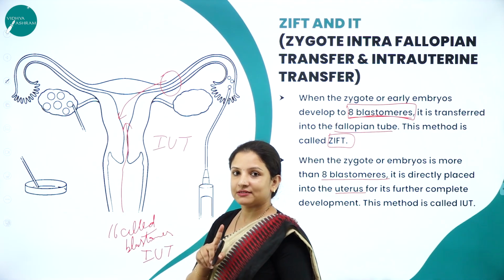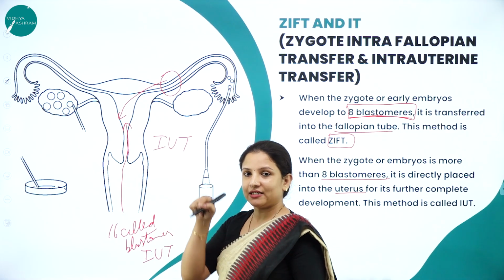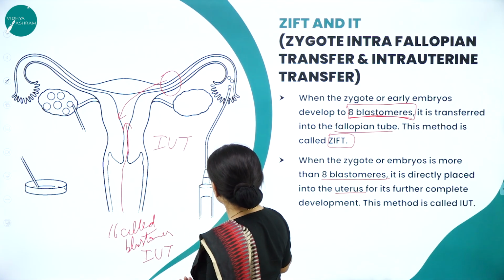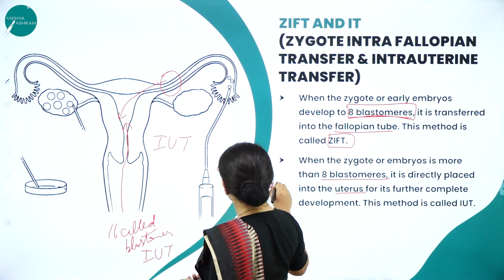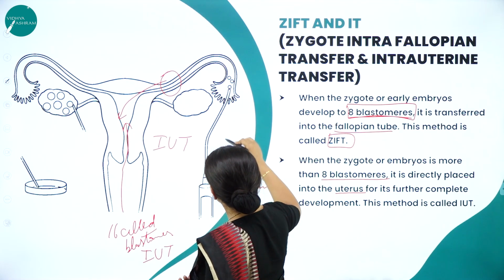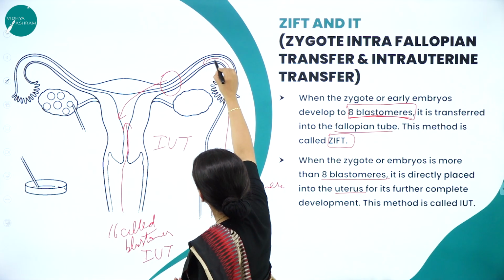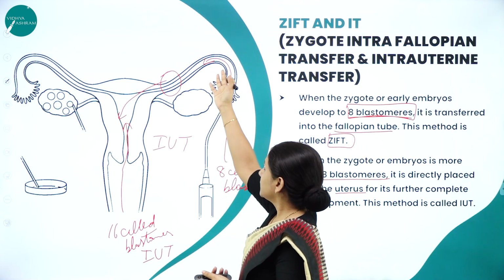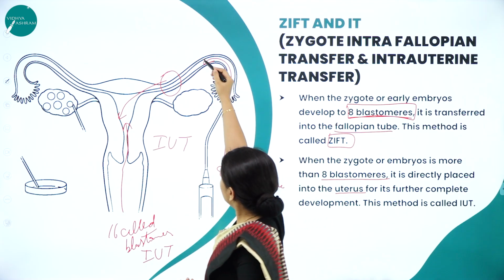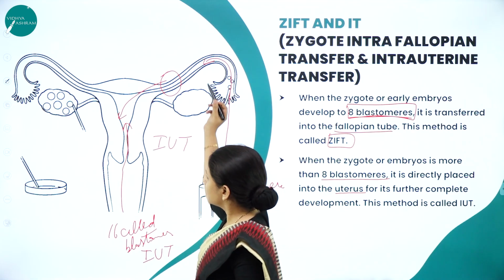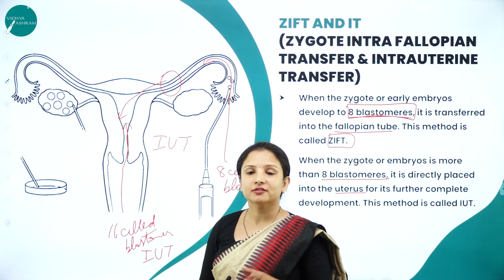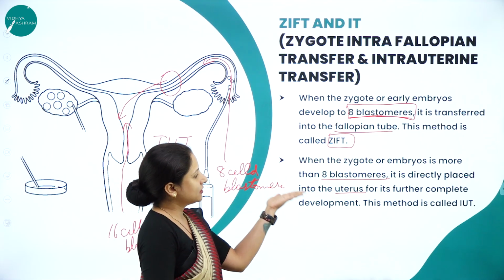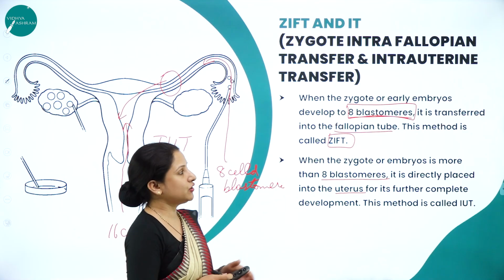What is ZIFT? In ZIFT, the zygote, which is an 8-celled blastomere, will be directly injected into the fallopian tube. Then it will become the 16 cell stage, then it will come to the uterus and embed. So that is the only difference between zygote intrafallopian transfer and intrauterine transfer, IUT.